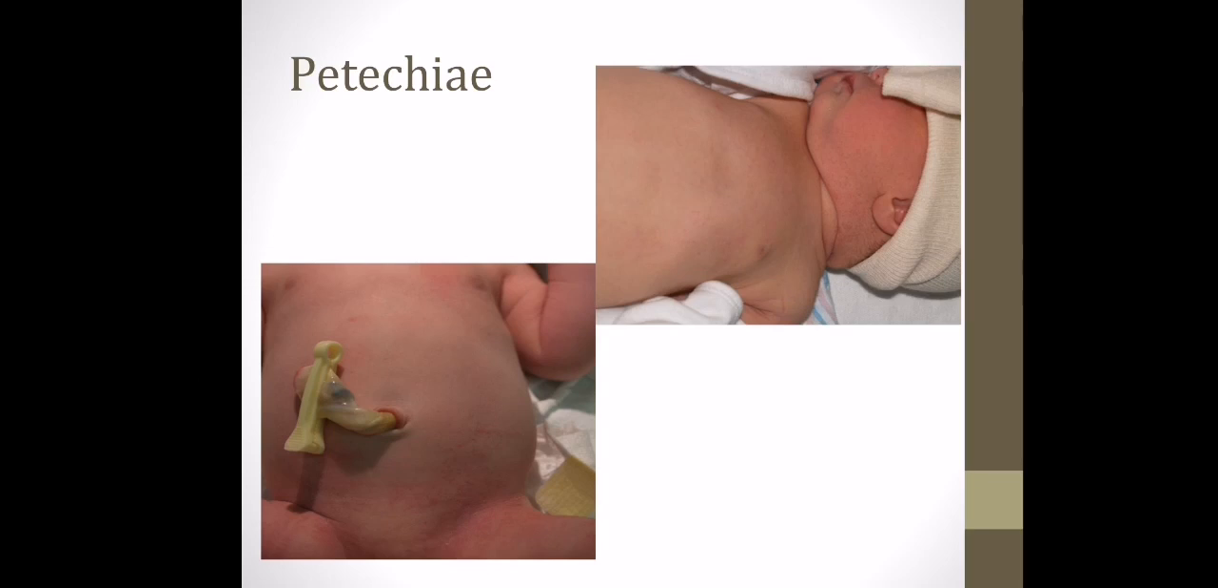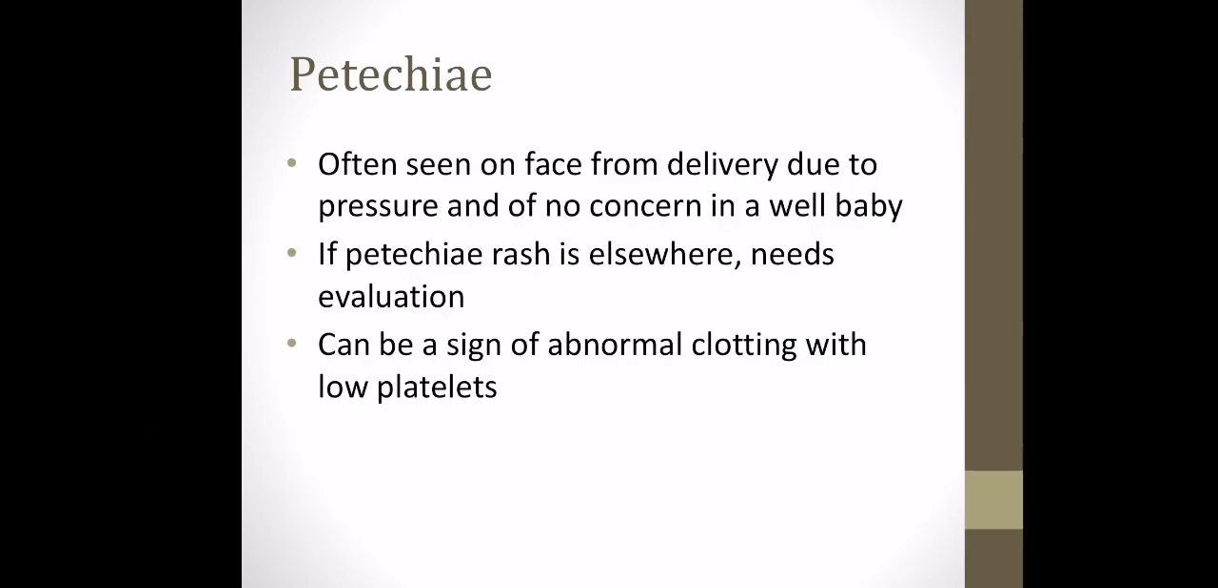In these pictures, which may be a little bit difficult to see, in the top picture there, just on the baby's face and neck, and in the bottom one near the groin, there are tiny pinprick, purply pink rashes, and they're quite flat on the baby's skin. This is petechiae. Petechiae is often seen on the face from delivery due to the pressure and is no concern in a well baby. However, if it is elsewhere or spreading, then it might need to be investigated, or if the baby is unwell. It can be a sign of abnormal clotting with low platelets.